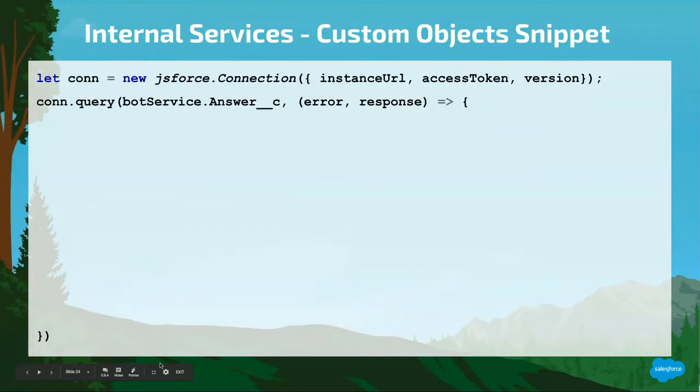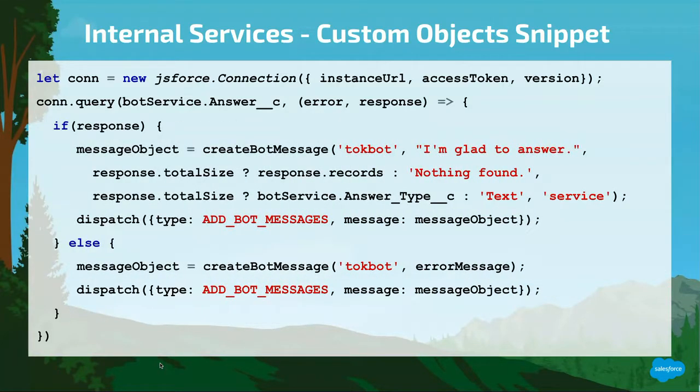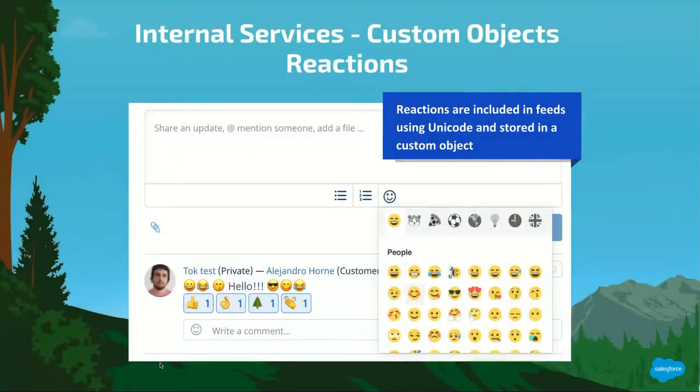In this case, we are going first to create a Salesforce connection with the URL, the access token, and the Salesforce API version that we want to use. Then we execute the query that we have stored in the custom object that we have, and post a message with the result. If there is no result, we notify the user that there is no result. That's it.